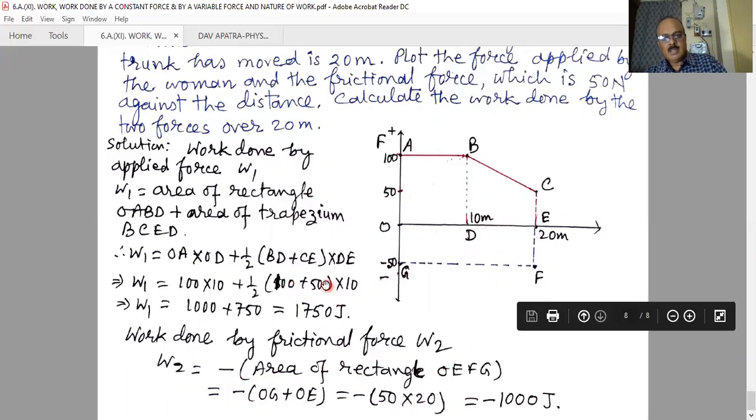That means the work done by the applied force, or by that woman, is 750 joule. But at the same time, the work done by the frictional force is minus 1000 joule.